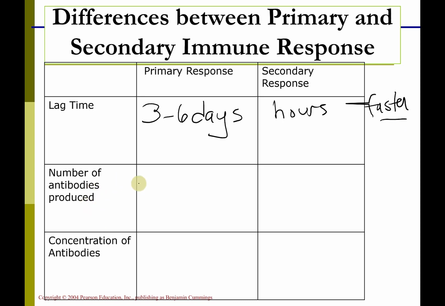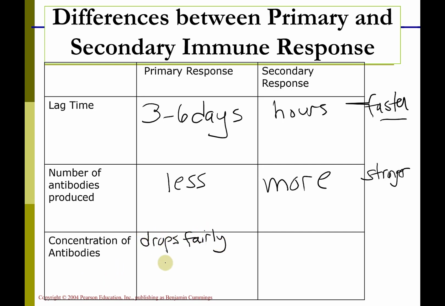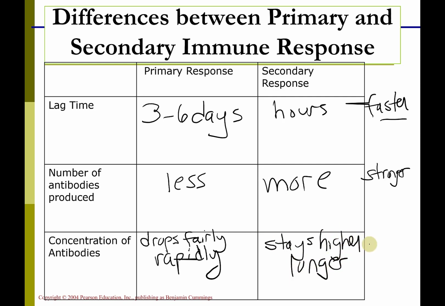Number of antibodies produced, the first time it was less. The second time it was more. So we could say the second time you're exposed, the response is stronger, right? And then in terms of concentrations of antibodies, it drops fairly rapidly, right? Maybe 4 to 5 days, something like that. The concentration drops, but in the secondary response, it stays higher longer. So you could say the response is longer the second time around.